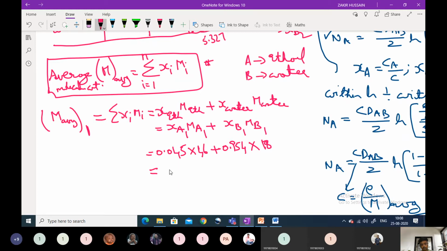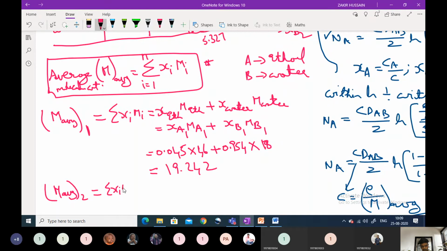Can anybody say this value? How much is this value? Sir, 19.242. Yes, 19.242. Then similarly at position 2, we have to calculate the average molecular weight.